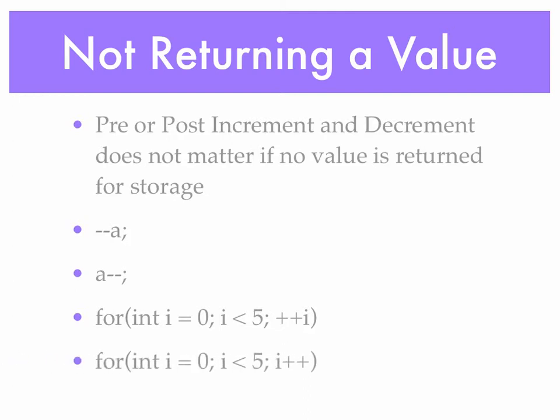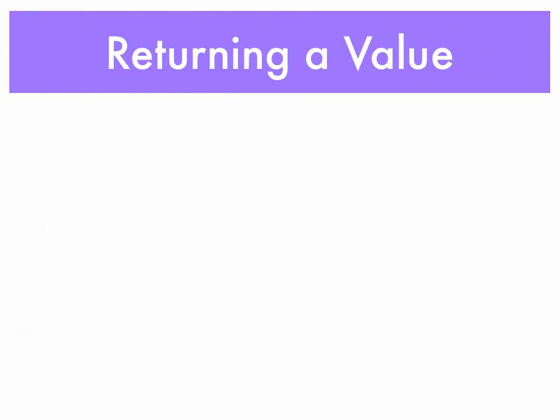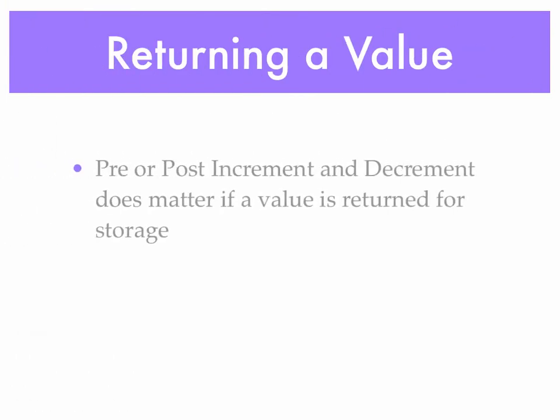That's functionally equivalent to this. For int I equals 0, I less than 5, I plus plus, post incrementing I. Those two statements are functionally equivalent. Now, when we're returning a value, pre and post does matter. If we're returning a value, it makes a difference if we pre or we post increment or decrement.